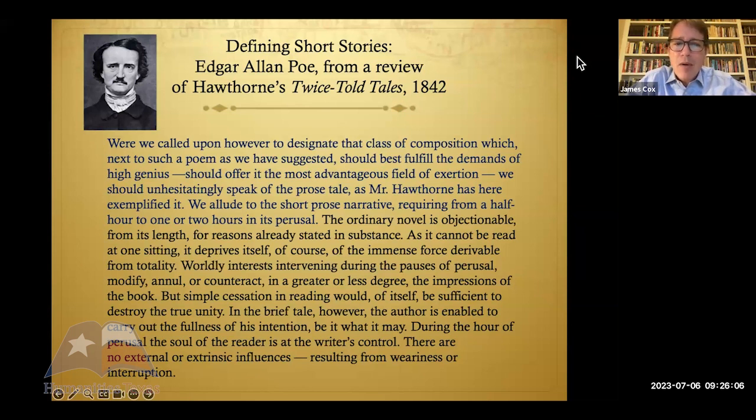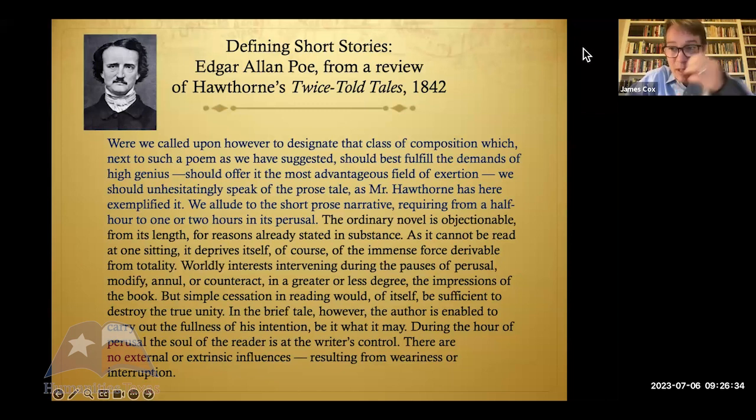Were we called upon, however, to designate that class of composition which, next to such a poem as we have suggested, should best fulfill the demands of high genius, should offer it the most advantageous field of exertion, we should unhesitatingly speak of the prose tale, as Mr. Hawthorne has here exemplified it. We allude to the short prose narrative, requiring from a half hour to one or two hours in its perusal.